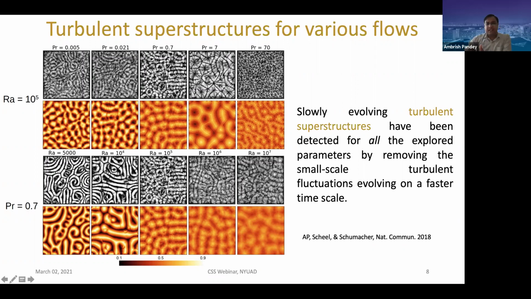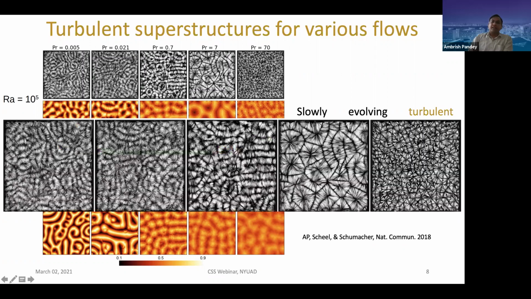So the summary is that the regular pattern is always there, at least in our explored parameter regime, but we have to get them right by removing the turbulent fluctuations. So another question is, what kind of pattern scale is there? Like, how does it vary with varying Prandtl number or varying Rayleigh number?